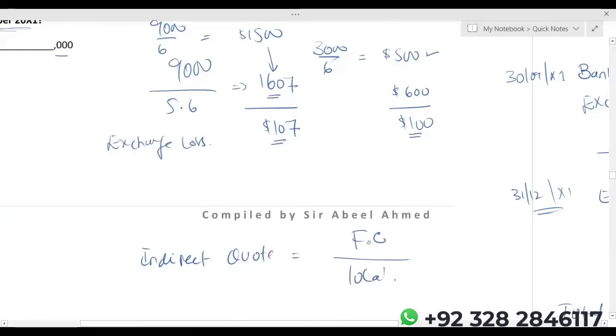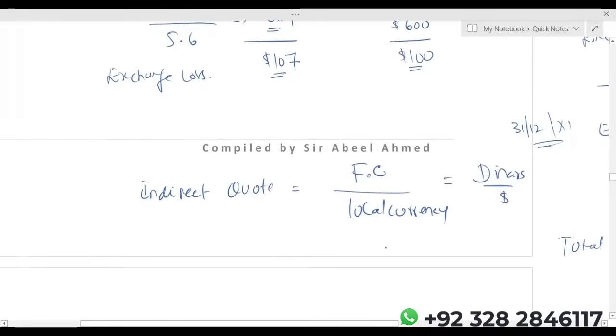The sign of local currency will be in the denominator. Like in this question, it is logically dinar per dollar. Indirect quote. In an indirect quote, the rule of translation is division. We divide. So if the question is in indirect quote, while translating, you will be dividing.